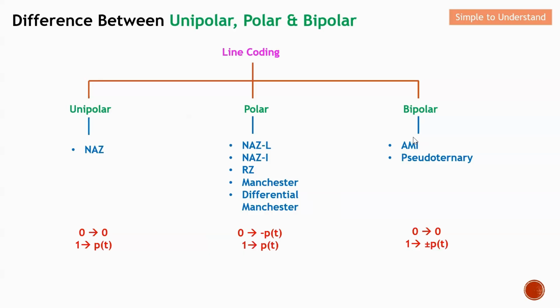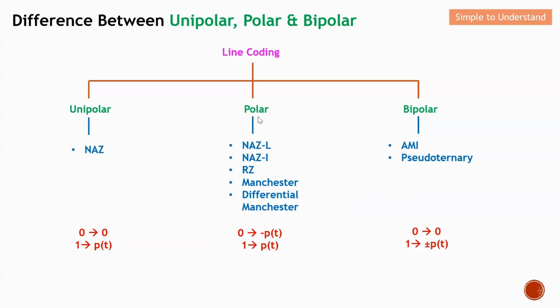Let me explain the key difference between these 3. For example, for unipolar, let's say my bit is equal to 0. My time diagram will be equal to 0. Let's say the binary bit is equal to 1, then I will have a pulse. To be more precise, a positive pulse to indicate that a bit of 1 is sent over.